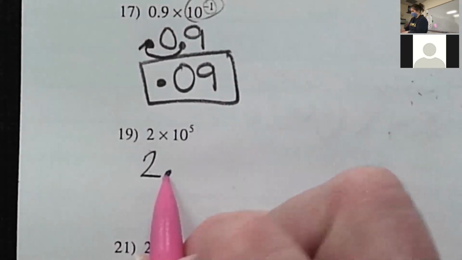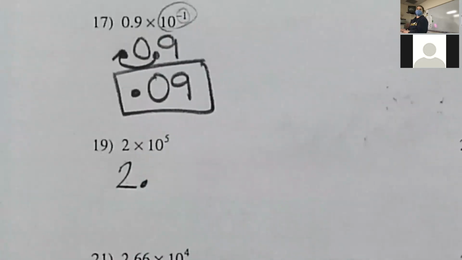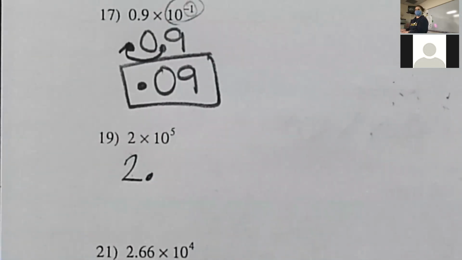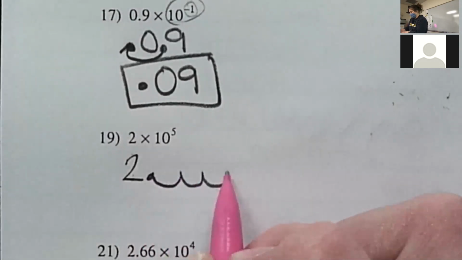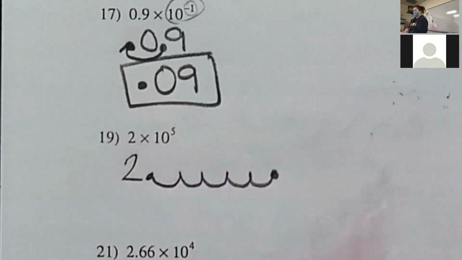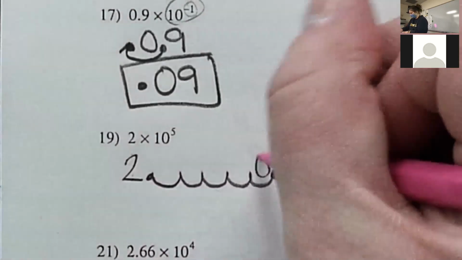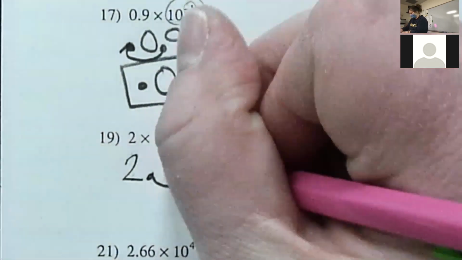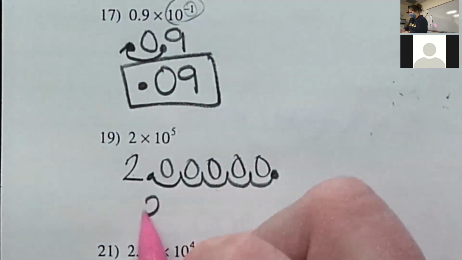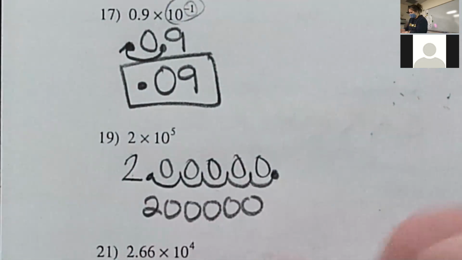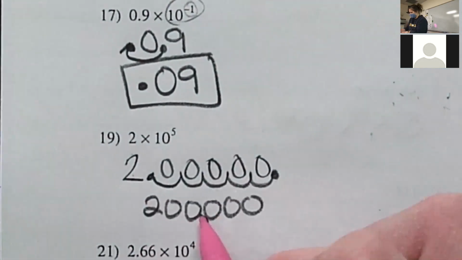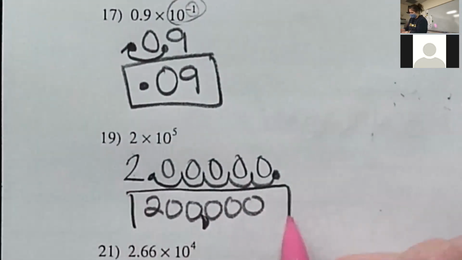So I have 2, right, with the decimal after it. Which direction is that exponent? To the right, how many? 5 times. 1, 2, 3, 4, 5. If I have these little waves, what do I need to fill them in with? Zeros. Then you can go back and put your commas in after. Those are really big numbers.